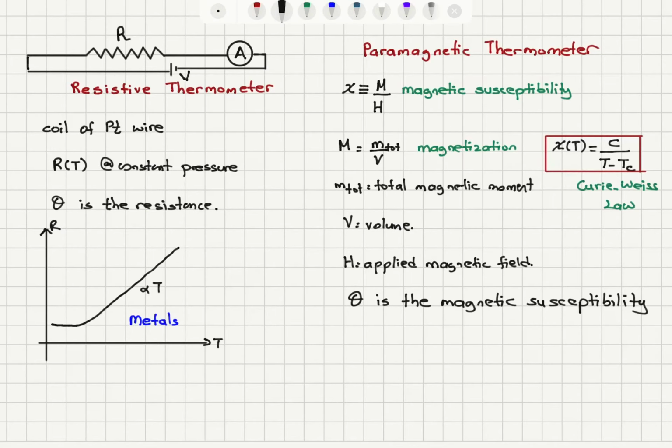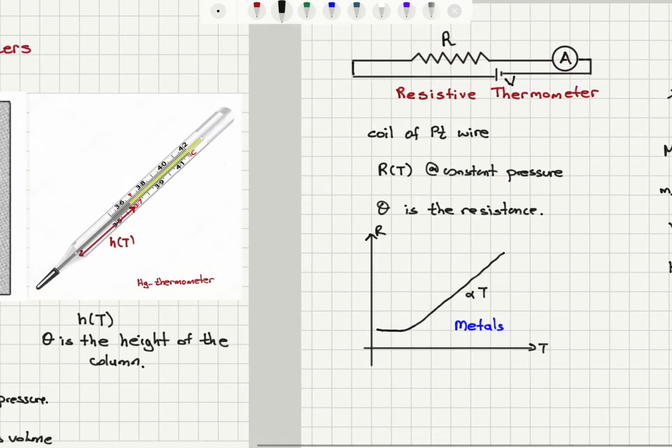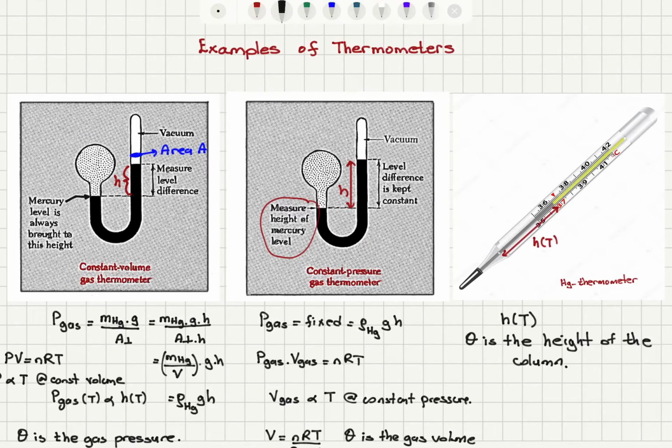So in all of these devices, we need a thermometric parameter. It's some property of the system that varies in a well-defined manner with temperature. In the case of the mercury thermometer, it's straightforward. We can use the column height. It's actually the volume of the liquid mercury that's changing, because the cross-sectional area is fixed. It's the height that measures the temperature. So height is the thermometric parameter.